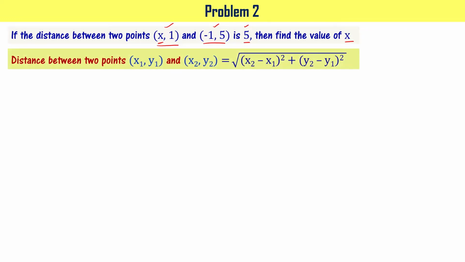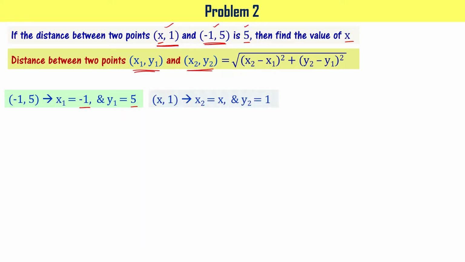We know that the distance between 2 points can be given as square root of x2 minus x1 whole square plus y2 minus y1 whole square. Let me say that minus 1, 5 is x1, y1. In that case, x1 is going to be minus 1 and y1 is going to be 5. And x, 1 is equal to x2, y2. In that case, x2 is going to be x and y2 is going to be 1.